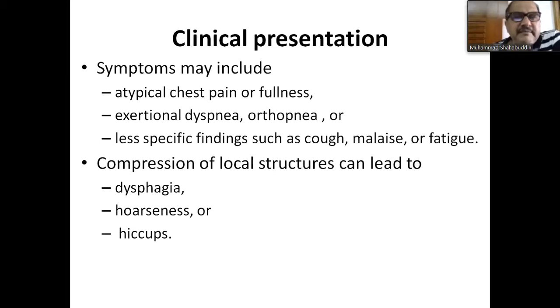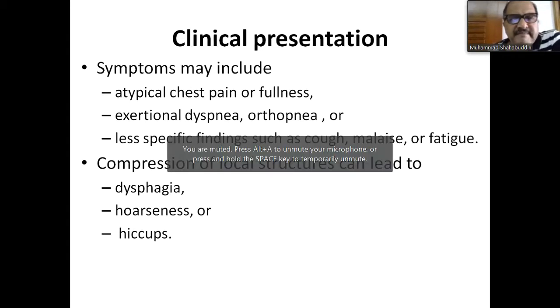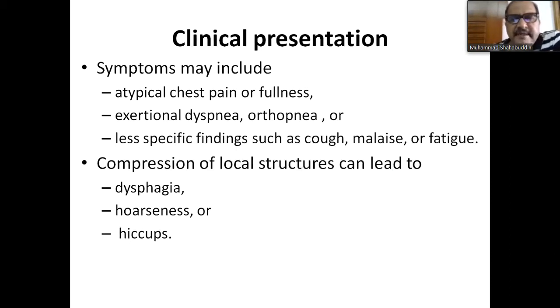Clinical features may include atypical chest pain, fullness, exertional dyspnea, even orthopnea, and less specific findings such as cough, malaise, and fatigue. The underlying etiology will determine the clinical features of pericardial effusion. It is a dull aching pain, or fullness, or a gastrointestinal sensation.